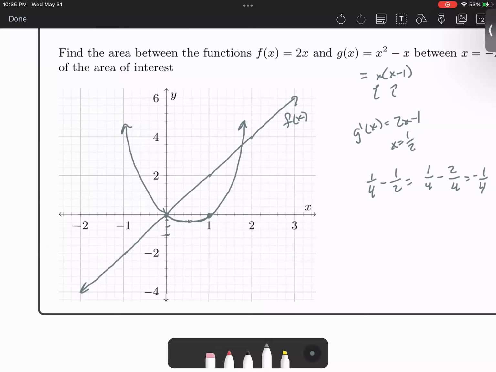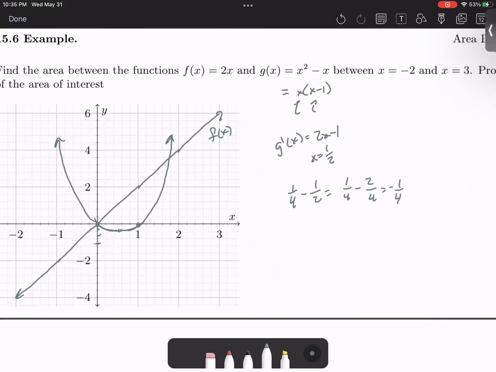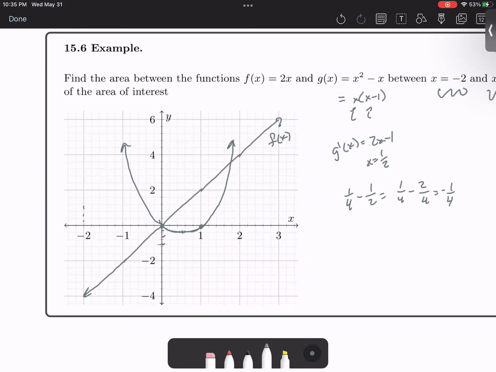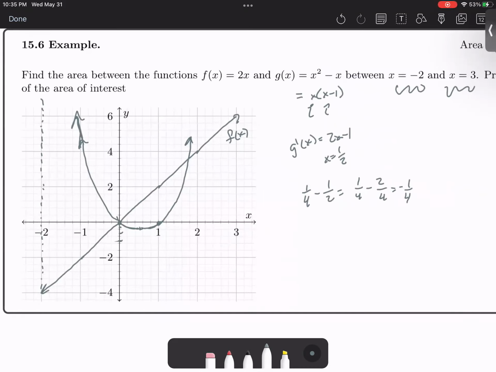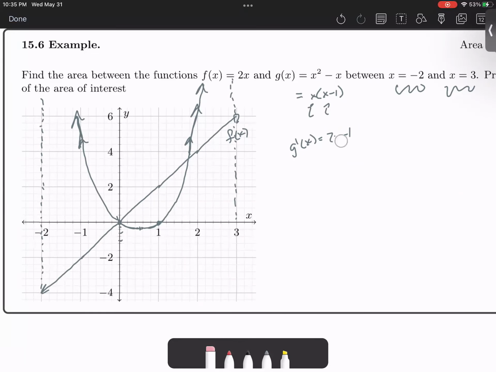Let's see. We want to find the area between these two functions between x is equal to -2 and x is equal to 3. So there's -2, and it will eventually run into my function. And I want to go until x is equal to 3. So again, it will eventually run into my function. Okay, so we've got a couple different areas here. So when we think about which function is on top, I think it's going to switch on us.